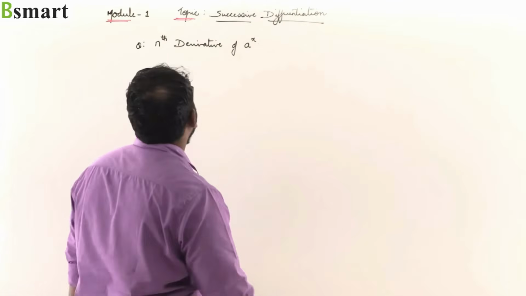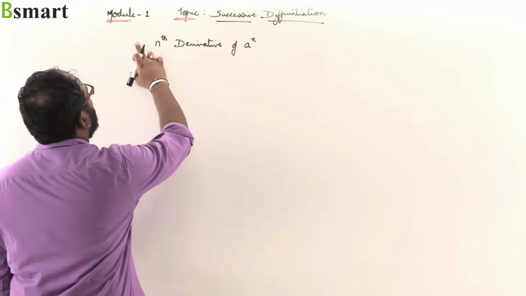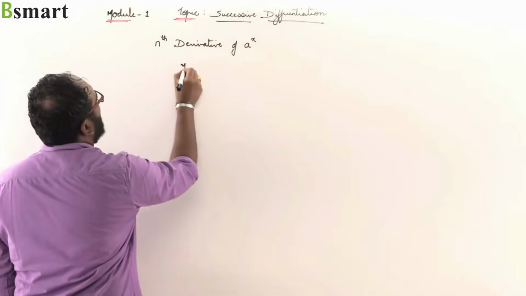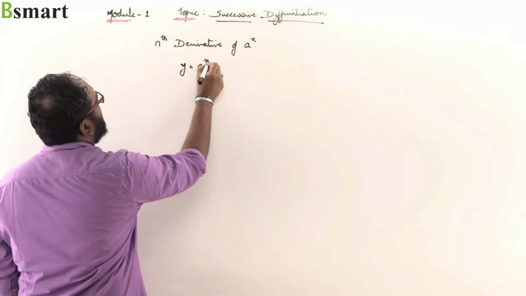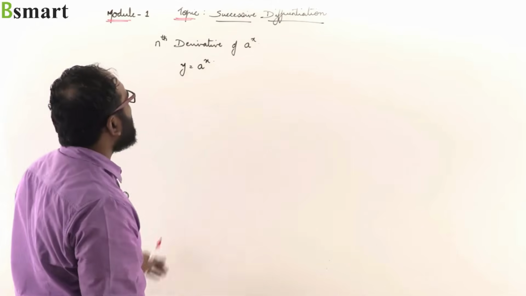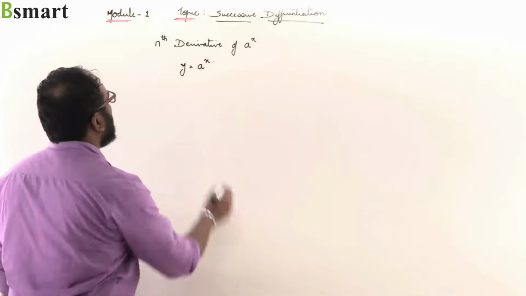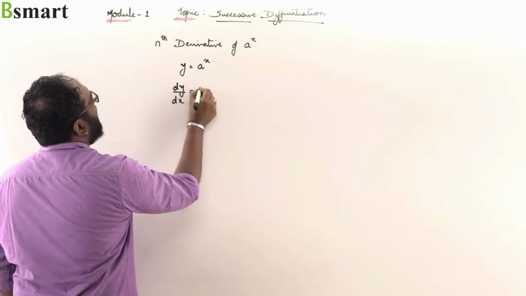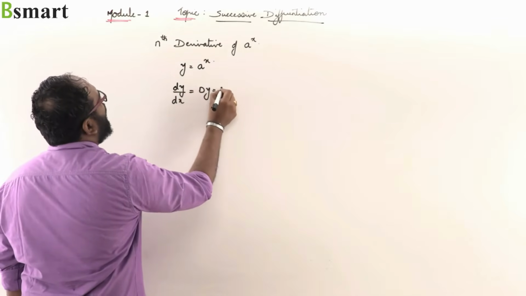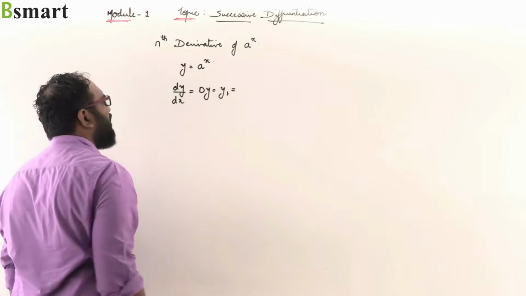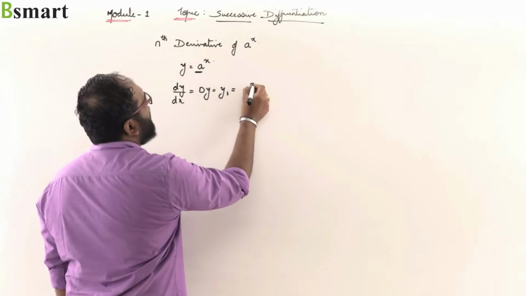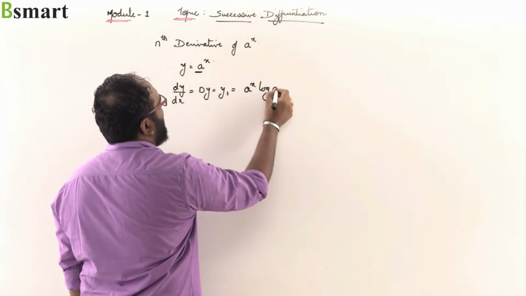Now, he is asking us to find the nth derivative of a to the power x. Let us say y is equal to a to the power x. If we differentiate this once, then dy by dx, or let us say y1, is equal to... we all know the derivative of a to the power x, so that is a to the power x log a.